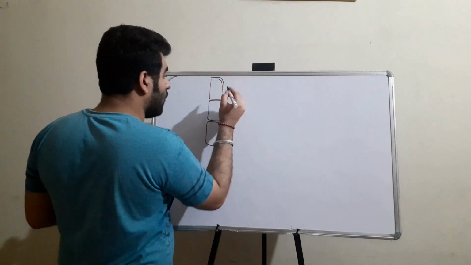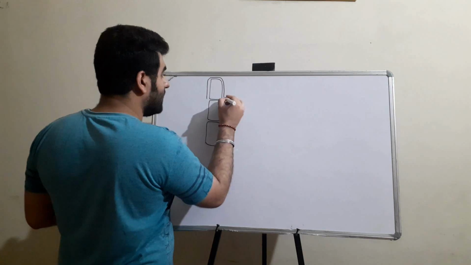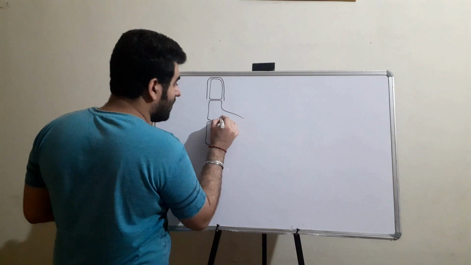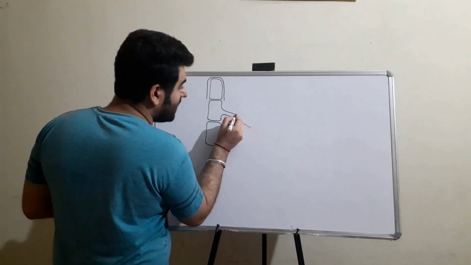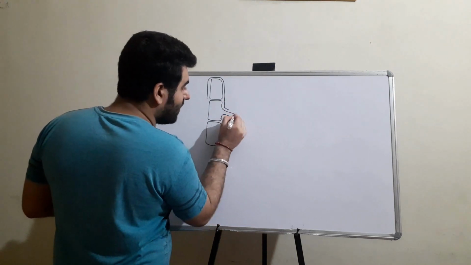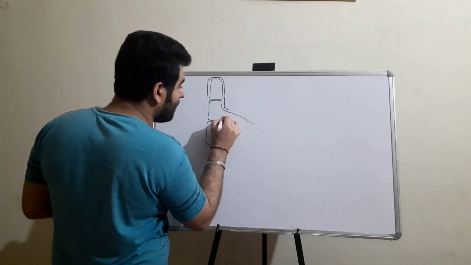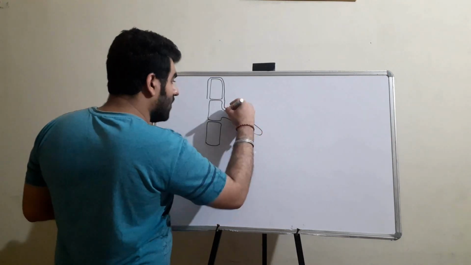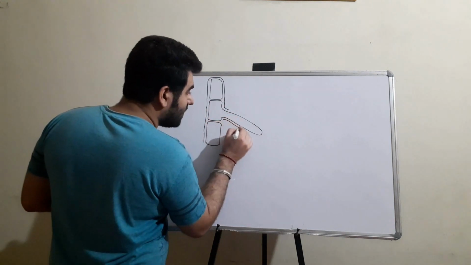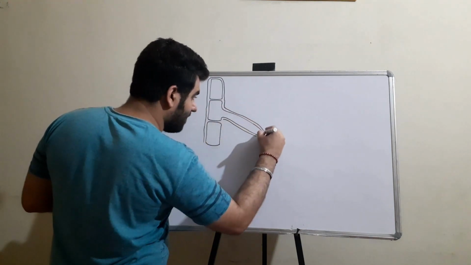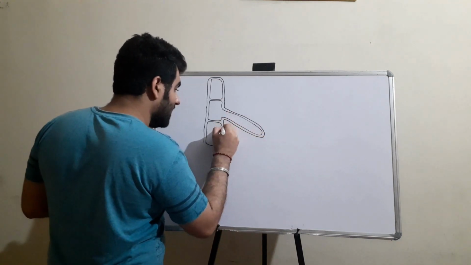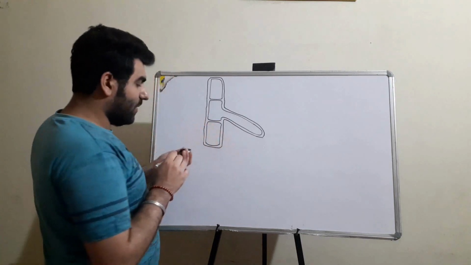There is an outside cell wall. Here also there is a cell wall. And let us say from here there is an extension of this epidermal layer. Let me make it thicker so that it is easier to understand. So this is the single layer of epidermis.